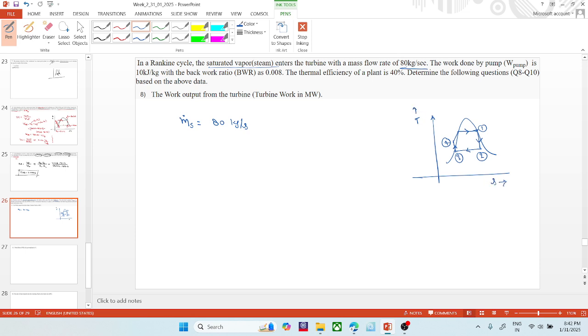This is T and this is S. All right, so here the thing is given. The work done by the pump is 10 kilojoule per kg. So here pump work, which would eventually be H4 minus H3, is 10 kilojoule per kg. And the back work ratio they have provided, which is the pump work divided by the turbine work, is 0.008. So from here we can determine the turbine work.